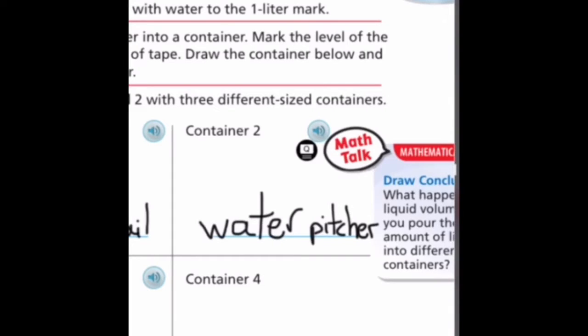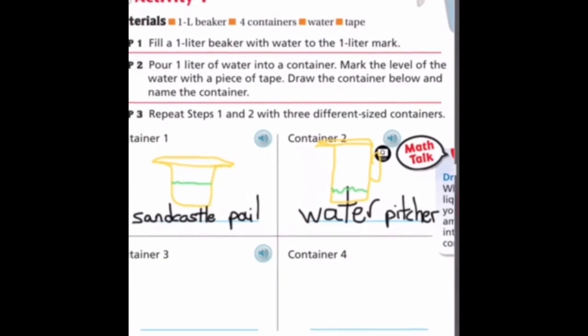Okay, our water pitcher, it was kind of yellow too. And it's a big container. It had a little handle on it. There's my wonderful drawing of the water pitcher. And the water didn't really fill it up too much, right? So there's our water pitcher, which was much more than 1 liter.